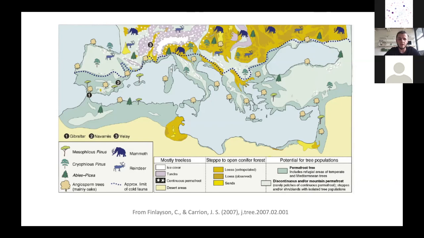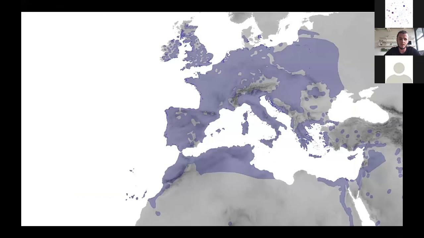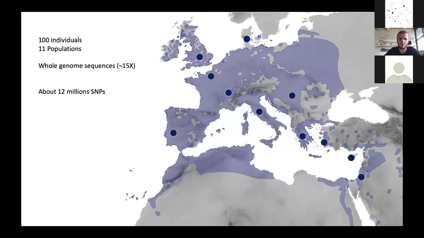Then with the climate warming, these populations reconquered Europe via different routes, and these different lineages may meet and admix. While we know the history of this recolonization for many species, it is still not clear for the barn owl. To try to answer this question, we sequenced whole genomes for about 100 individuals from 11 populations, which represent the actual distribution of the bird in Europe.